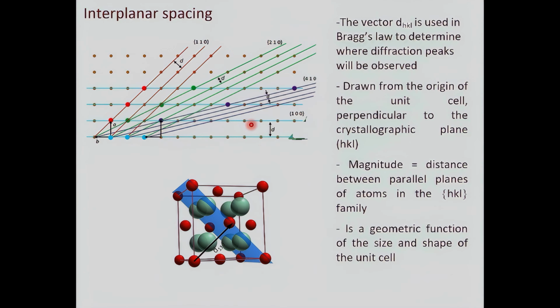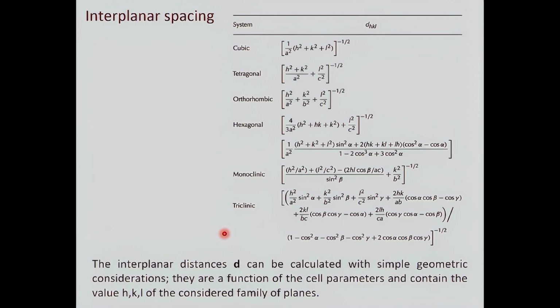Okay, why am I speaking about d? d is important because, as we will see, it is an important quantity that is in Bragg's law, which is a fundamental law to describe the diffraction. And another important thing is that d is largely used in crystallography because it depends only on your crystal, not on the way you are making the measurement, your diffractometer, your experimental conditions. It depends only on the crystal.